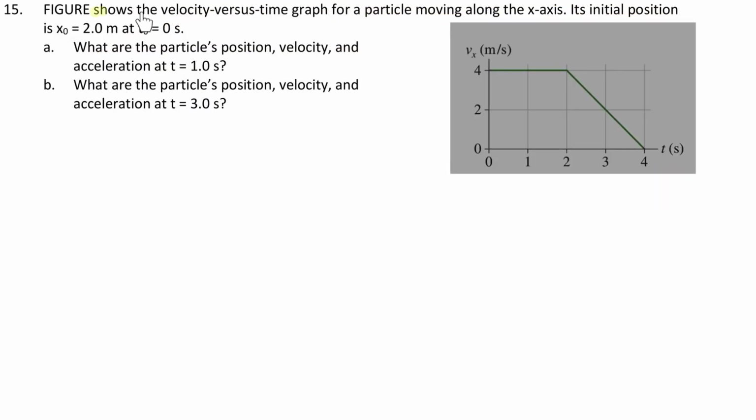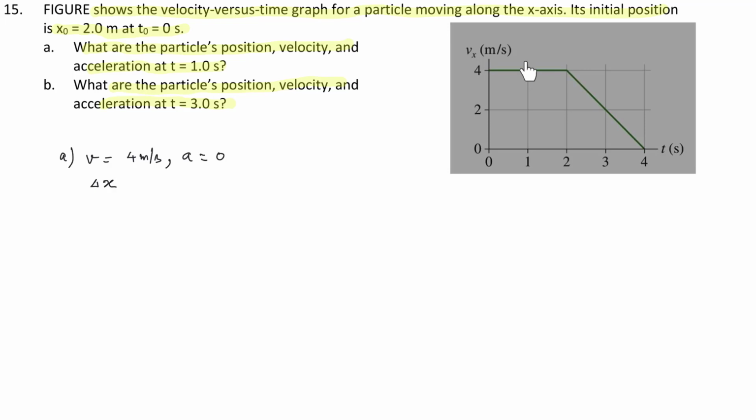Next question, figure shows velocity versus time graph of a particle. Its initial position is 2 meter at t equal to 0. Find the particle's position, velocity, acceleration at 1 second, and position, velocity, acceleration at 3 seconds. So it's a velocity-time graph. We can find each and every variable. So as far as velocity at 1 second is concerned, it is simply 4 meter per second. And as this line is parallel to time axis, acceleration is 0.